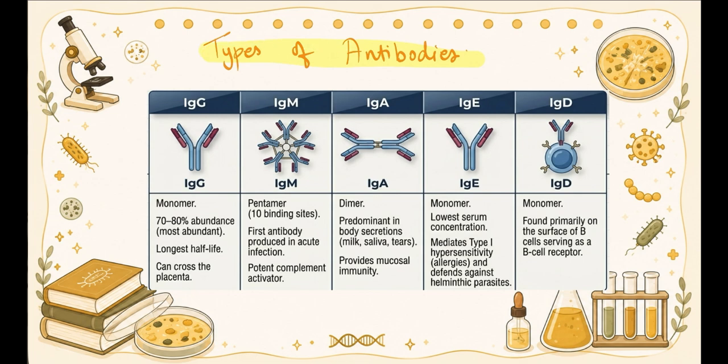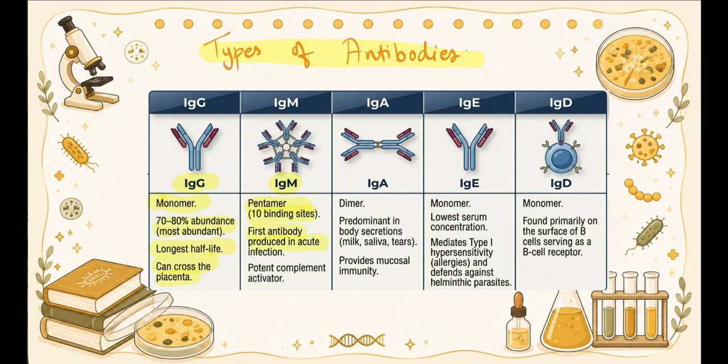First is IgG. This is the most abundant monomer, making up 70 to 80% of our antibodies. It has the longest half-life and holds that unique ability to cross the placenta. Next is IgM, which is structurally massive. It's a pentamer with 10 separate binding sites, making it the very first antibody produced in an acute infection.